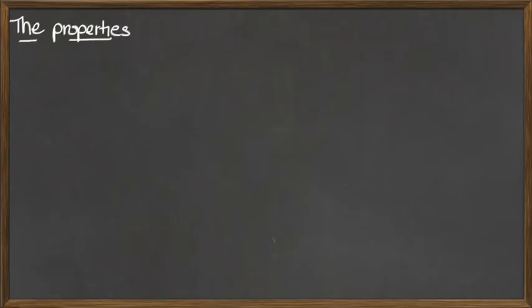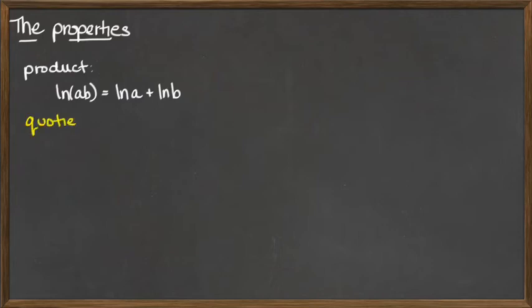How about our properties? So we had 3 of them that we really concerned ourselves with, and then there was that other manipulation that we talked about. The first one was our product property. It still holds. The natural log of AB is the natural log of A plus the natural log of B, and it works in both directions. Our quotient property, the natural log of A over B, well, the natural log of A minus the natural log of B. We still associate a product in an argument with a sum of 2 logs. We still associate a quotient in an argument with a difference of 2 logs.